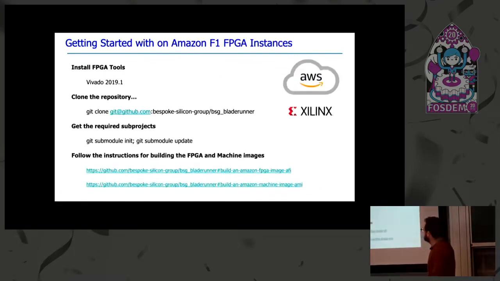We also support deployment on AWS. You need the Vivado tools. You need the Xilinx Vivado compiler. But it's all part of the same project. And we have detailed instructions in the README about how you can build the FPGA image, how you can build the machine image, and you can get up and running. And the machine image will have everything. It'll have runtime libraries, development tools for RISC-V, the FPGA bit image, all of it.